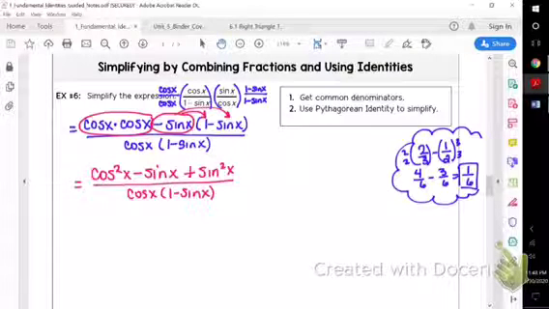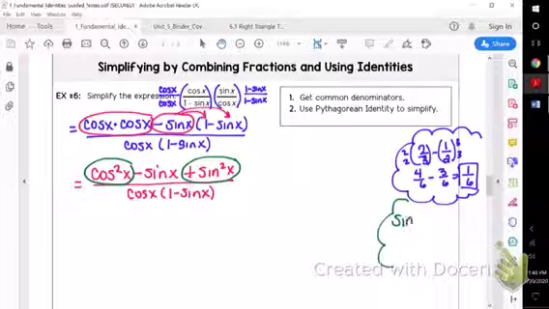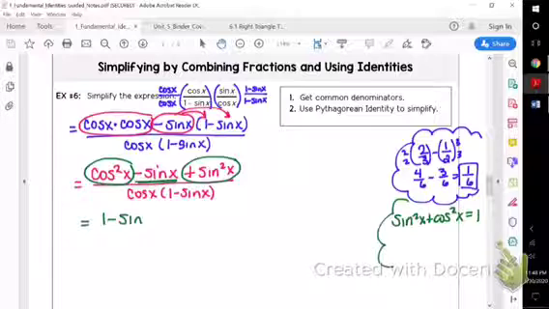Alright, so here we are, but I see a bunch of squares, so I'm wondering if there's some way I can put this together. So I notice I have a cosine squared of x plus sine squared of x. Well, cosine squared plus sine squared, that's a Pythagorean identity. We know that sine squared plus cosine squared equals 1. And so I can use that here. If I add those two together, that's just going to give me a 1. And then I still have this minus sine of x in the numerator over my common denominator.